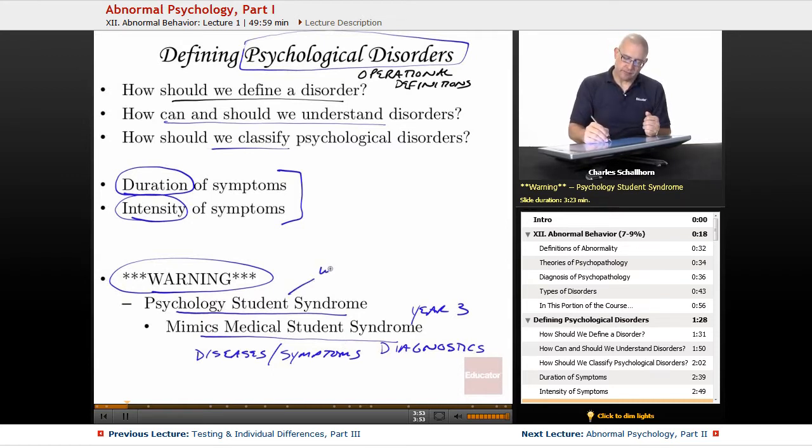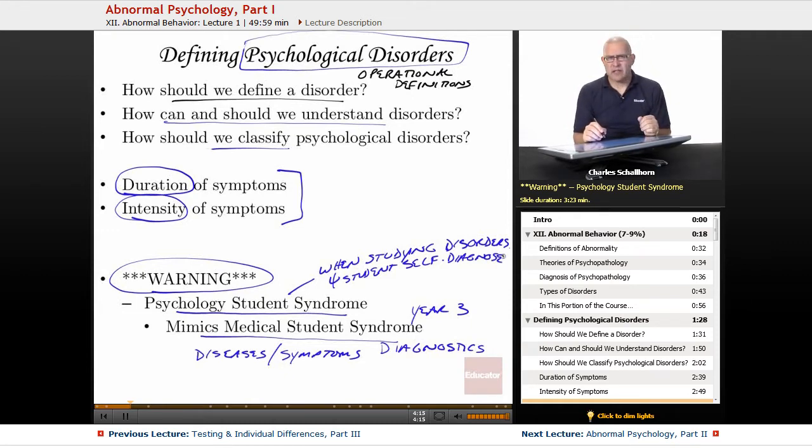Psychology student syndrome is very similar. When studying disorders, psych students will self-diagnose. And they will start saying, oh, I think I have an anxiety disorder. I think I have a depressive disorder. Oh, I think my mom's got a somatoform disorder. Oh, I think my uncle might be schizophrenic. Or something along those lines. We'll start diagnosing ourselves and diagnosing other people. Please, please, please do not fall prey to that. Do not assume that just because you think you see a particular symptom that you have that disorder.